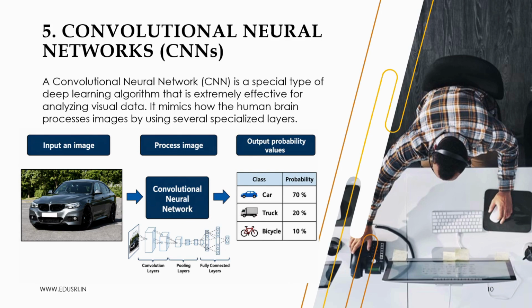CNNs are widely used in applications such as image classification, object detection, facial recognition, medical image analysis, and many other computer vision tasks. So, convolutional neural networks are one of the most important technologies that enable computers to understand and analyze images.